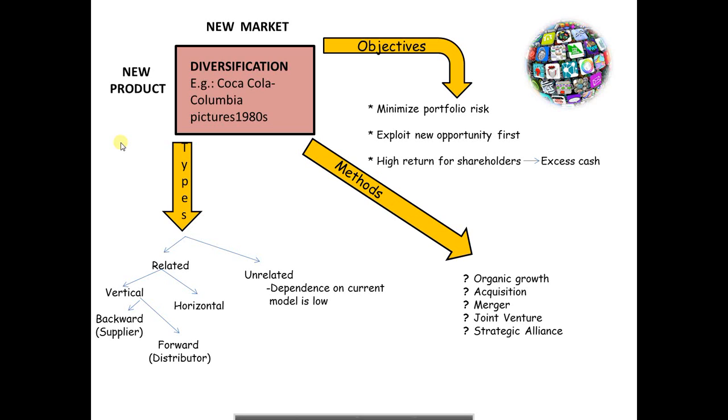Or the most risky option is unrelated diversification. While the dependence on your current model would be low because it's a completely new area, it is extremely risky. So this is basically an explanation of the 4 different options available for a business for growth according to Igor Ansoff, of course.